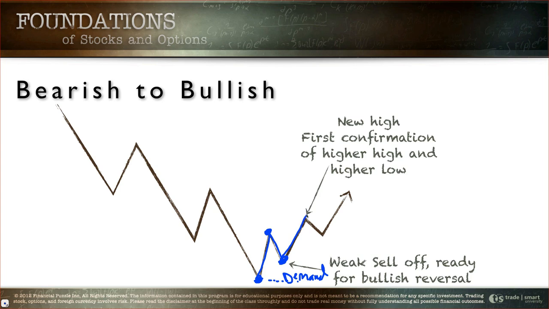The bullishness comes back in, and now that we've got a higher high relative to that first swing high that we had over here, we've got a new high. That's the first confirmation. We come back. Now we've got two higher lows. And now you see that this trend has been set up. Makes sense?